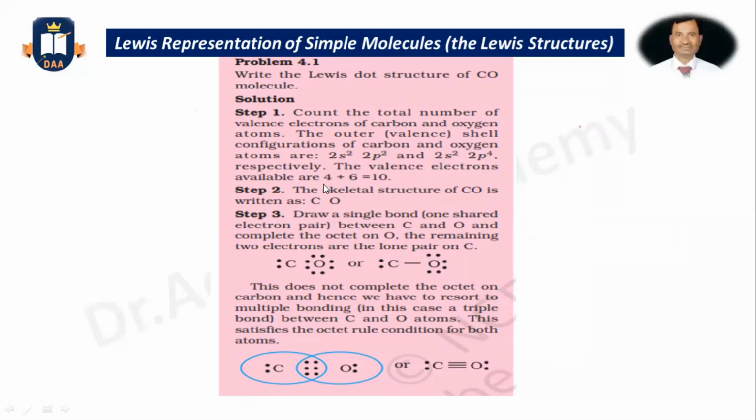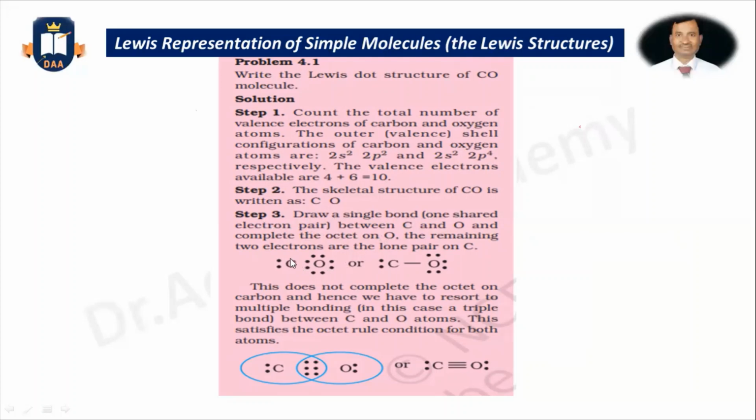So the total number of valence electrons for the CO molecule is 4 plus 6 is equal to 10. What is step number 2? Step number 2, the skeleton structure of CO is written as C O. Now step number 3, draw a single bond, that means one shared electron pair between the carbon and oxygen, and complete the octet on O.